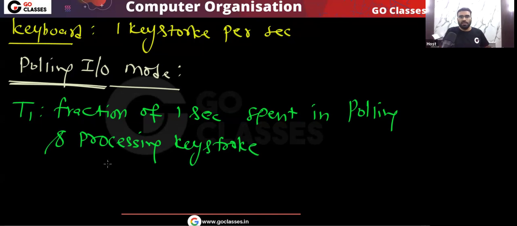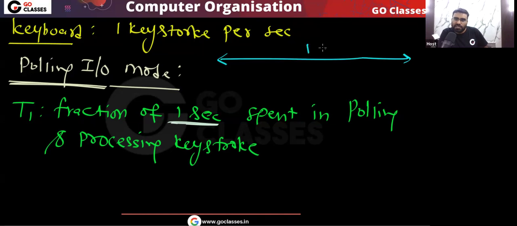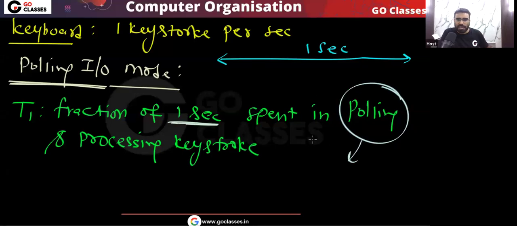Now notice one thing. So tell me, in polling how much time will be wasted? Fraction of 1 second. Okay, you look at 1 second. In this 1 second, how much time will be spent in polling? Can anyone tell me? During this 1 second, how much time will be spent in polling?